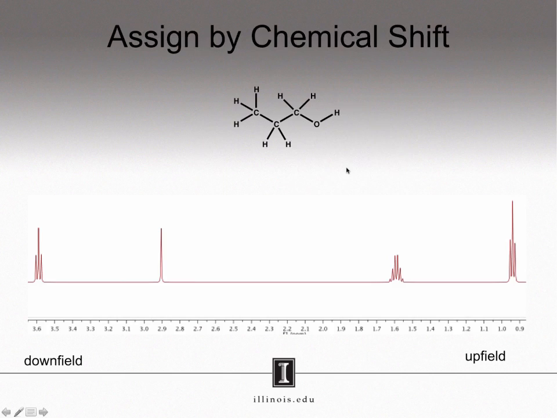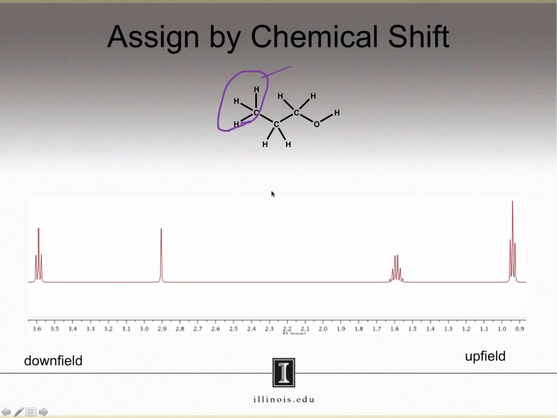How can we use chemical shift to our advantage? Previously, we had assigned several of our sets of protons. We know that the purple protons belong to this signal on the right, and that the orange proton here belongs to this signal here. What we didn't know is what signals the red and blue protons belong to. Let's use chemical shift to assign them.